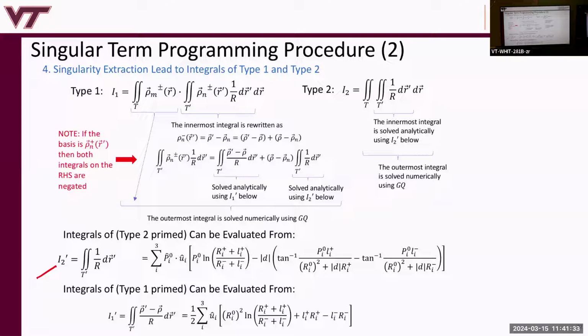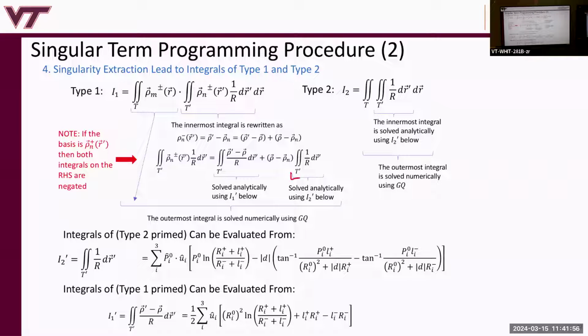So this is a function of the observation point, and we're going to substitute this expression in for this entire integral. And then we just have to integrate that over t and dr. So we'll see how to do that.